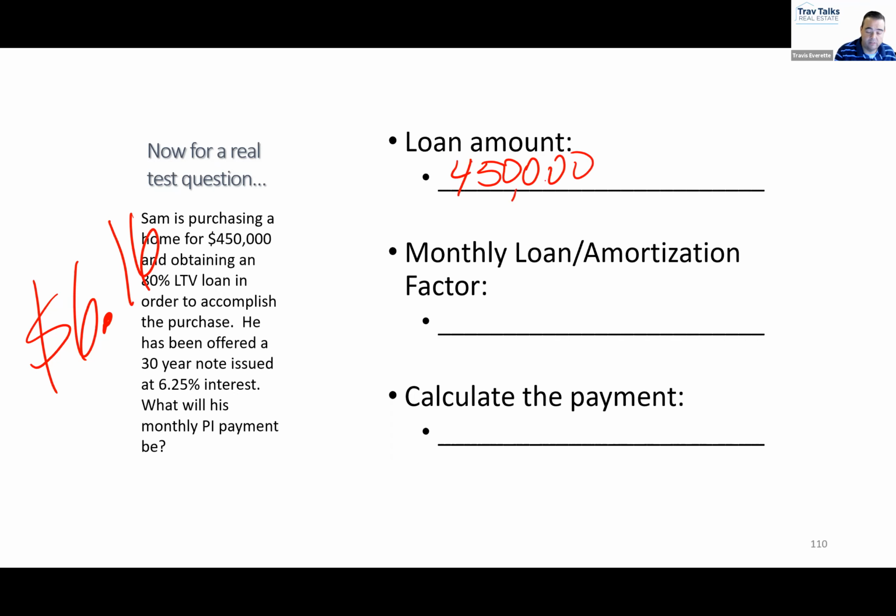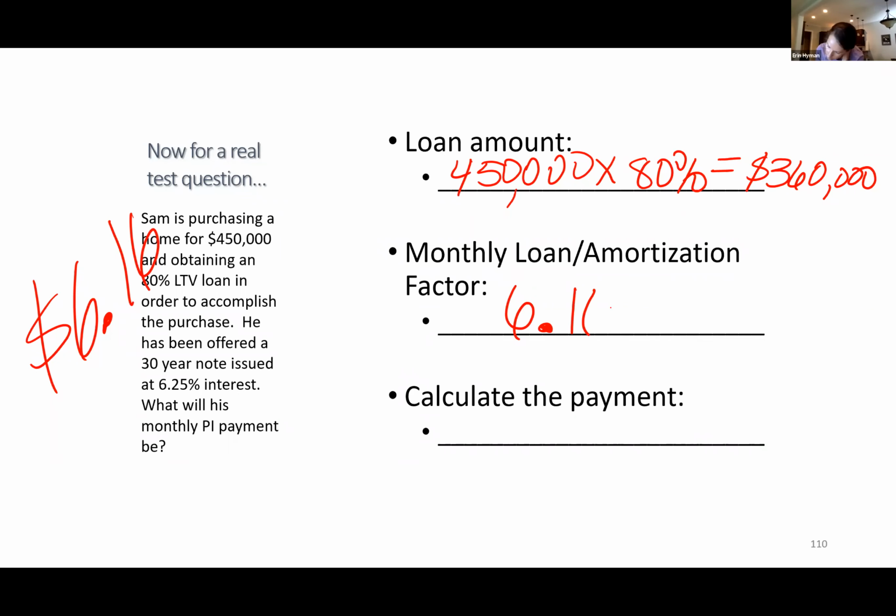So the loan amount here is going to be $450,000 times 80%. Does everybody understand where that 80% comes from? Okay, so what do we end up with for a loan amount? $360,000. Everybody okay with where that came from? And what's our loan factor? $6.16.